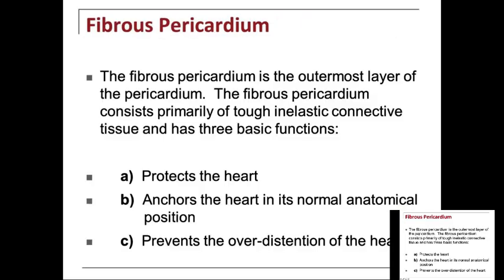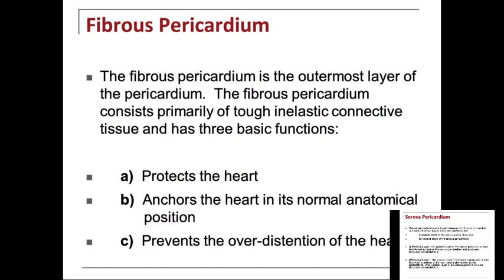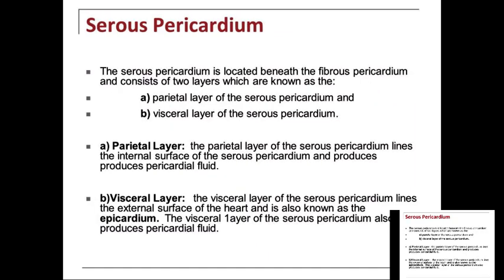So the fibrous pericardium, which is the outermost layer of the pericardium, is primarily tough, inelastic connective tissue. And its primary function is going to protect the heart. It's going to anchor it into its anatomical position. And, because that thing is pumping pretty aggressively, it's going to prevent the over distension of the heart. So I want to show you the parietal layer and the visceral layer. Remember that the visceral layer is also known as the epicardium.